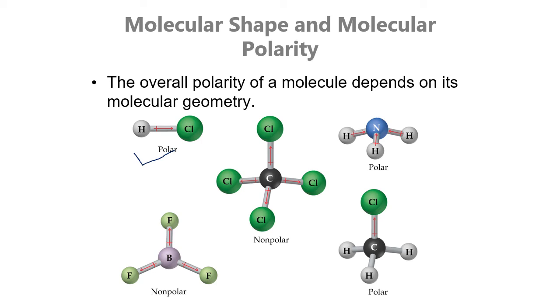Next, BF3 is nonpolar. Why? Because the molecule is symmetrical and the bond polarities cancel each other. Same goes for tetrachloromethane. Here, it's nonpolar. However, ammonia and CH3Cl are polar because of the uneven distribution of electrons in the molecules.